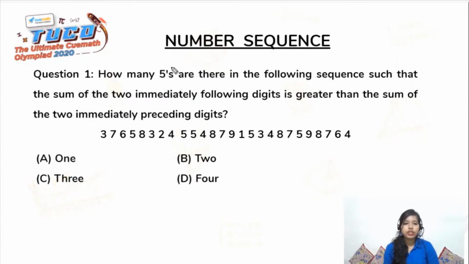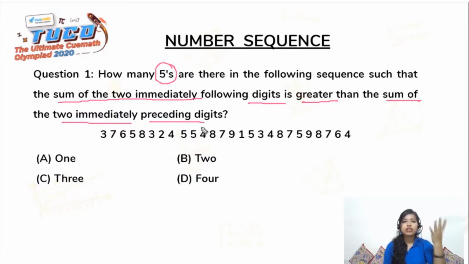Here we look into the number of 5s for which the sum of the two immediately following digits is greater than the sum of the two immediately preceding digits. As in, let's say that we have a digit 5. For the immediately preceding digits before 5, you'll have to calculate the sum of it, and you'll also have to calculate the sum of the digits which are following 5. And you have to compare in which case the sum of the following digits is greater than the sum of the preceding digits. And those 5s need to be considered.